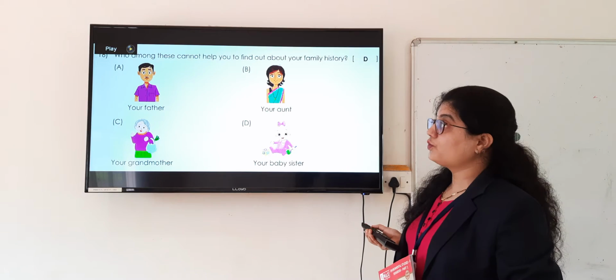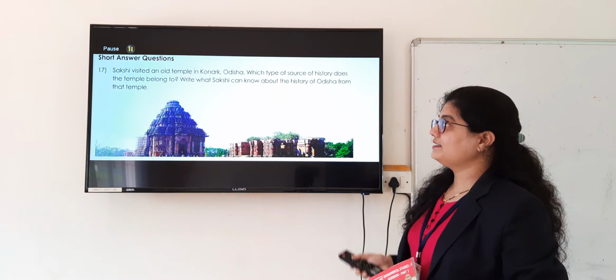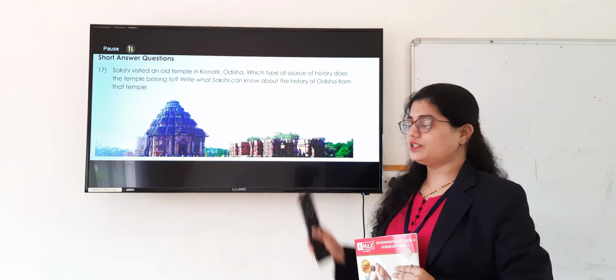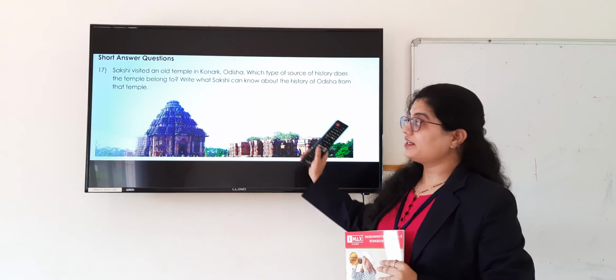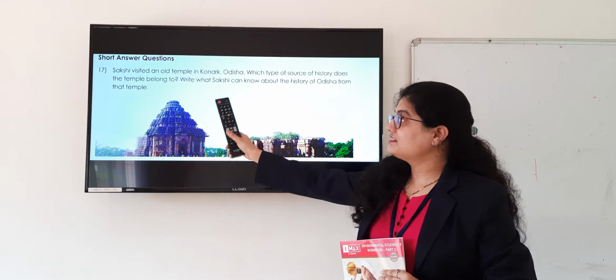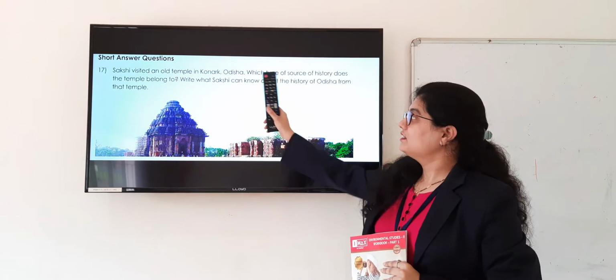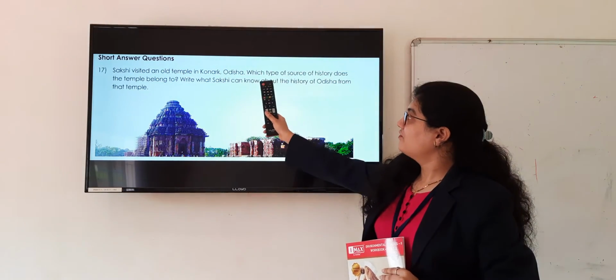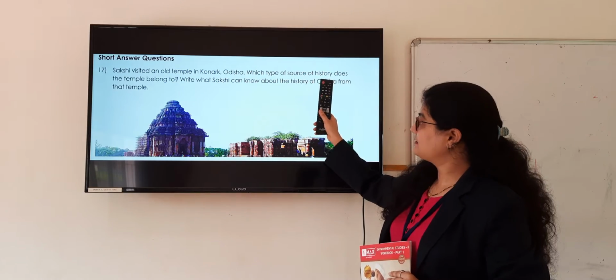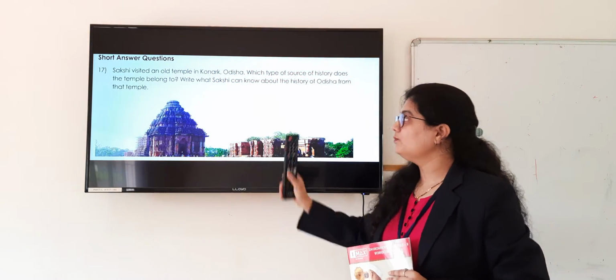Let us move toward the next question. That is a short answer question. In this, read the question. Sakshi visited an old temple in Konark, from Odisha. Which type of source of history does the temple belong to?